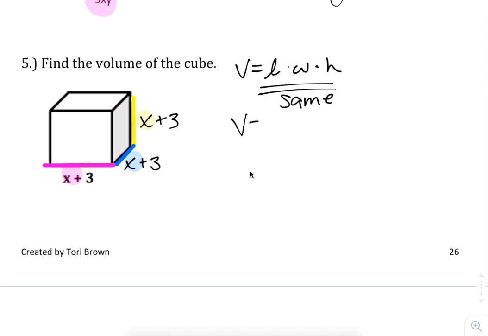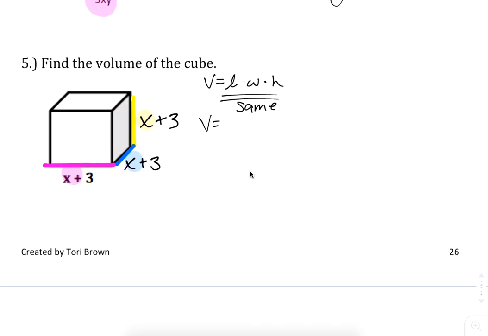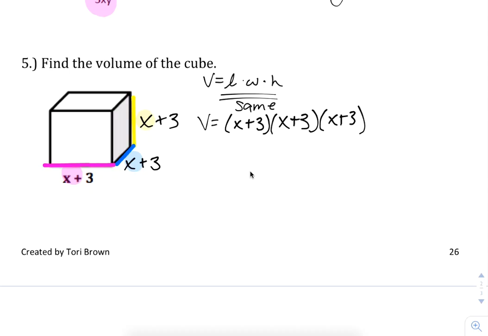So my volume is going to be, let me shrink this just a little bit so we have room to work, x plus 3 times x plus 3 times x plus 3 all over again. Now, we can only do 2 at once. So we're going to multiply these first two, and then we'll multiply whatever we get by x plus 3 one more time.